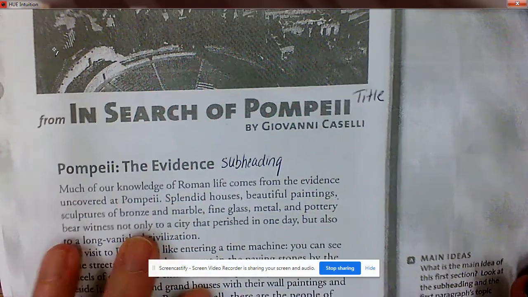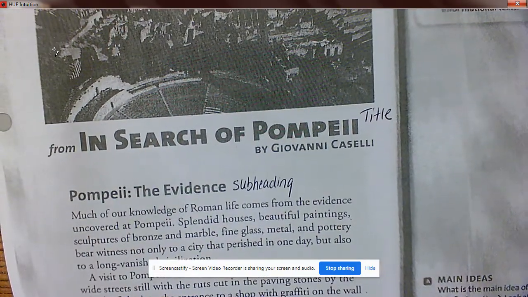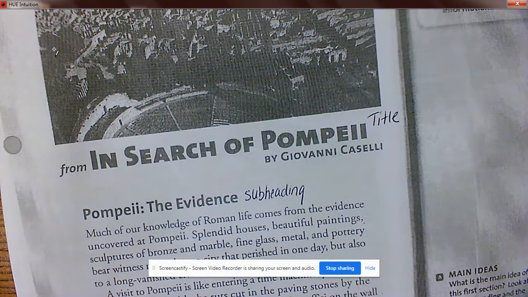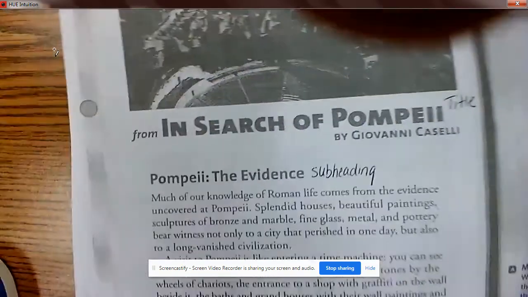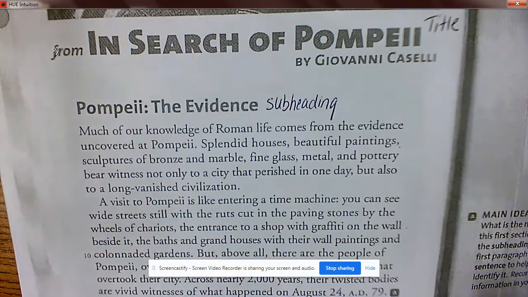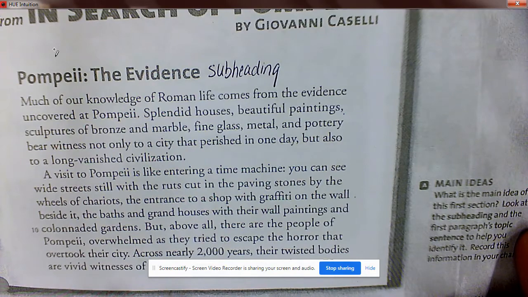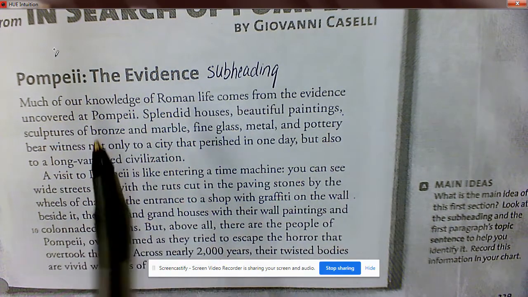So Pompeii, the evidence. And so remember, when we read titles and subtitles, that kind of gives us the idea of what it's going to be about. So I'm going to make a prediction. So the main idea of this paragraph is probably about, obviously, the evidence that they found probably tells them what life used to be like. And so let's read this.